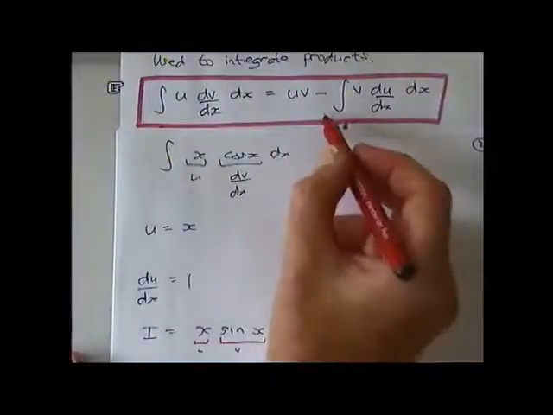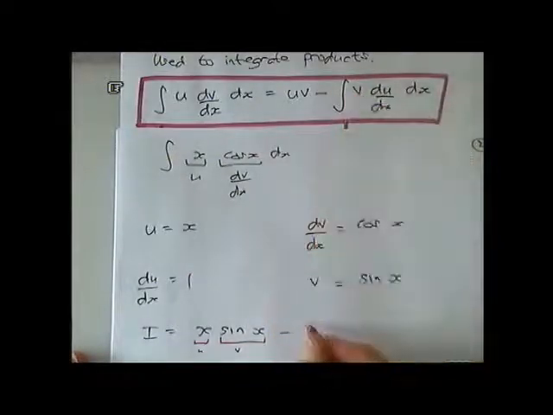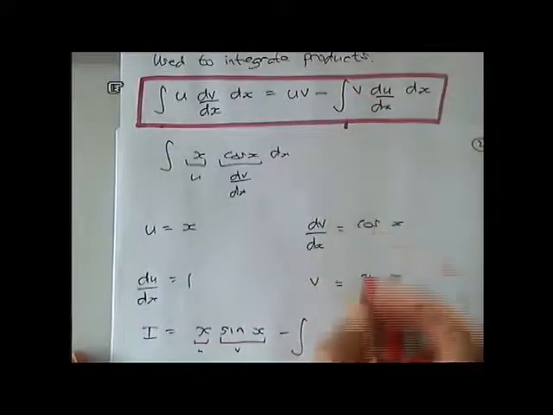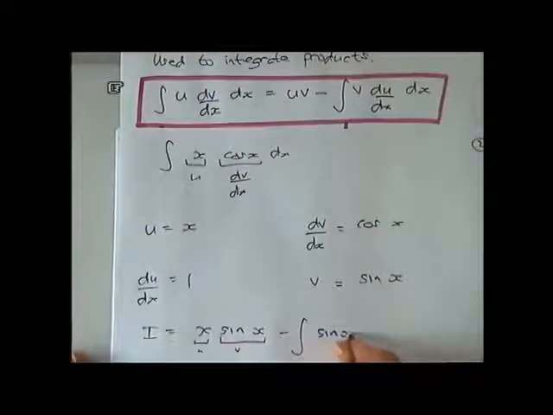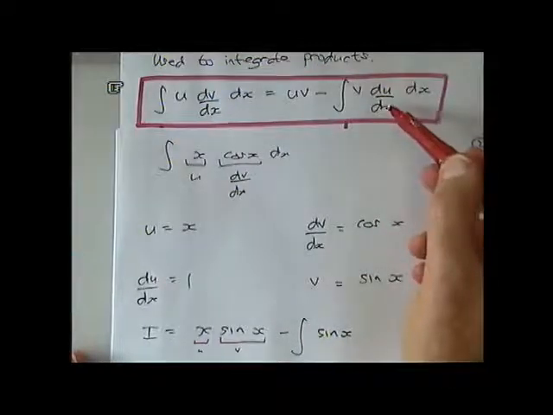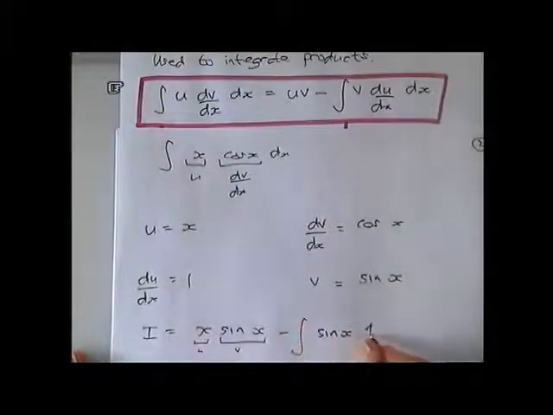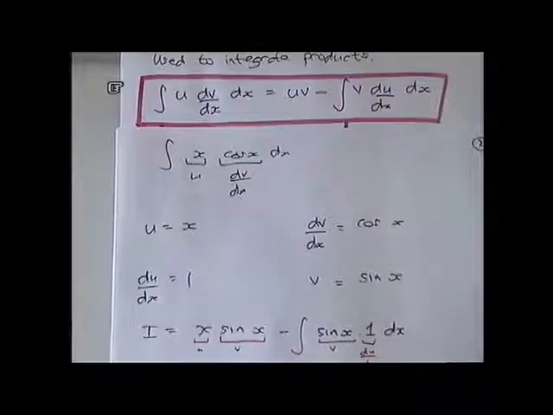And then I need minus the integral of v, that's sin x, times by du dx, that's 1, and I'll write my dx down there. So that is my v, and that is my du dx. So all I've done there is just substitute it in. Are we all happy with that?